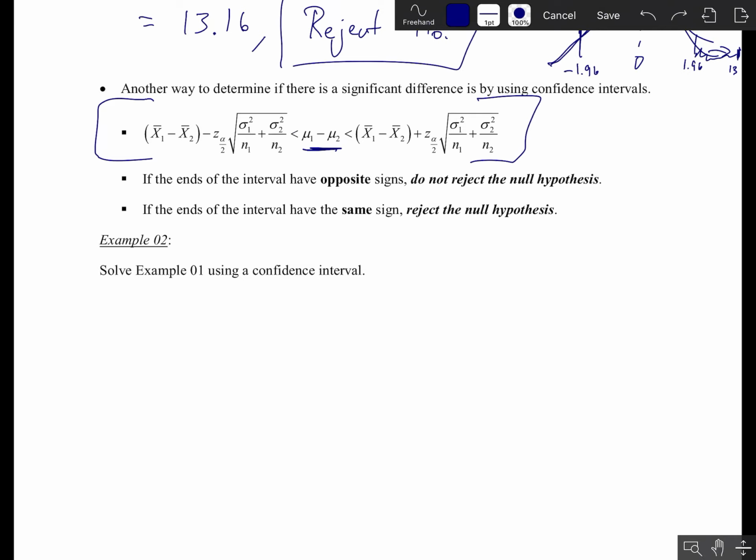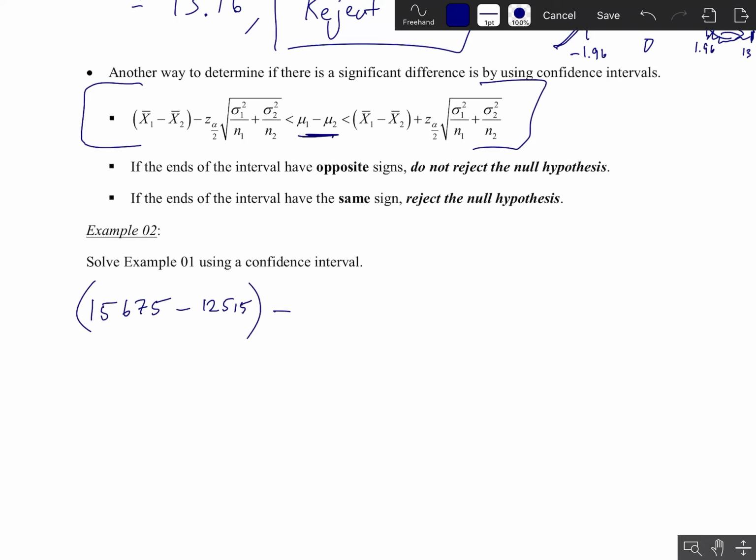So now we'll do the same thing, but this time using the confidence interval approach. I'm just going to plug straight into this formula. So x1 bar is 15,675 minus x2 bar, which is 12,515. And then we already found that the critical value was 1.96. So I get that times the square root of sigma 1 squared divided by its sample size plus sigma 2 squared divided by its sample size.